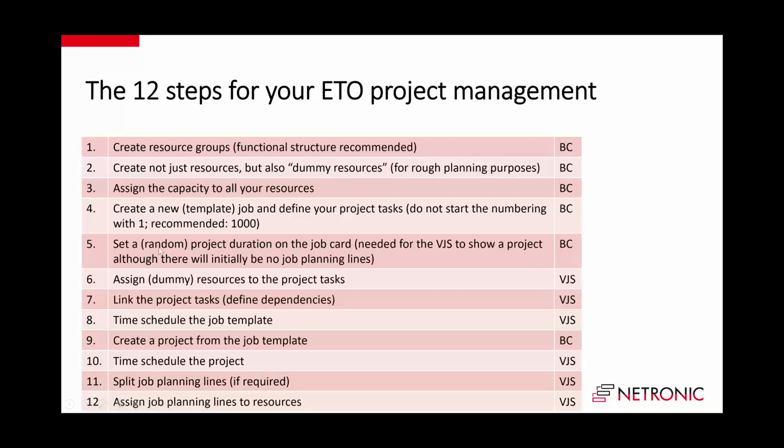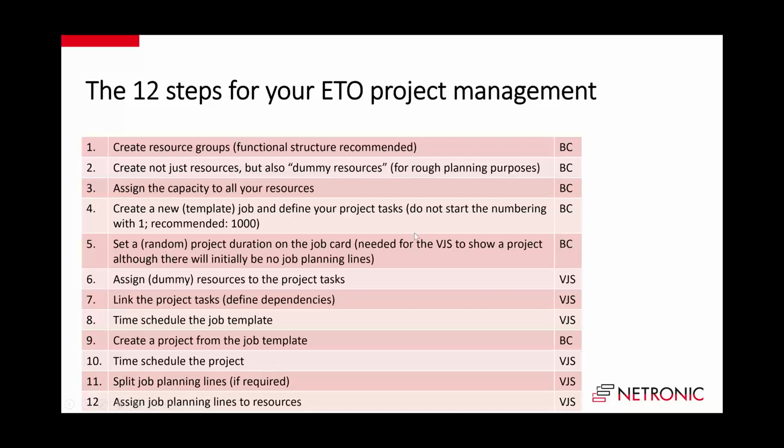Then go to the job card and set a random duration on it that you can take out once you have set up the project based on the template. This is needed for the VJS to show a project that only has task lines but no job planning lines, so that you can then staff it from the VJS. And this is the last thing you do in Business Central.